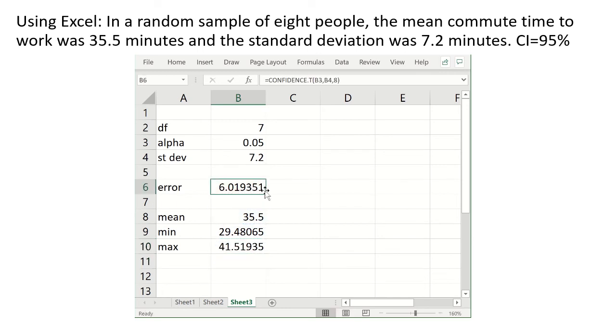So again, if you want to see what I did for the standard error here, I just selected the alpha, which is 1 minus the level of confidence, and then the standard deviation, and then the sample size, not the degrees of freedom.